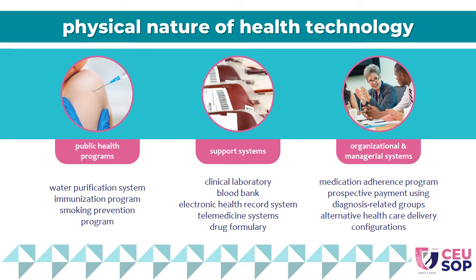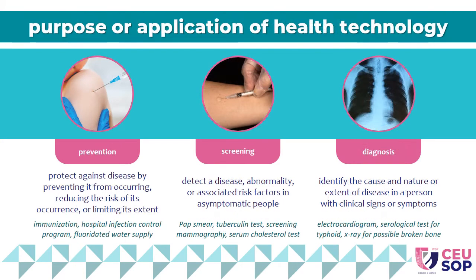Certainly, these categories are interdependent. For example, vaccines are biologics that are used in immunization programs, and screening tests for pathogens in donated blood are used by blood banks. Number 2. Purpose or application of a health technology. Technologies can also be grouped according to their healthcare purpose.